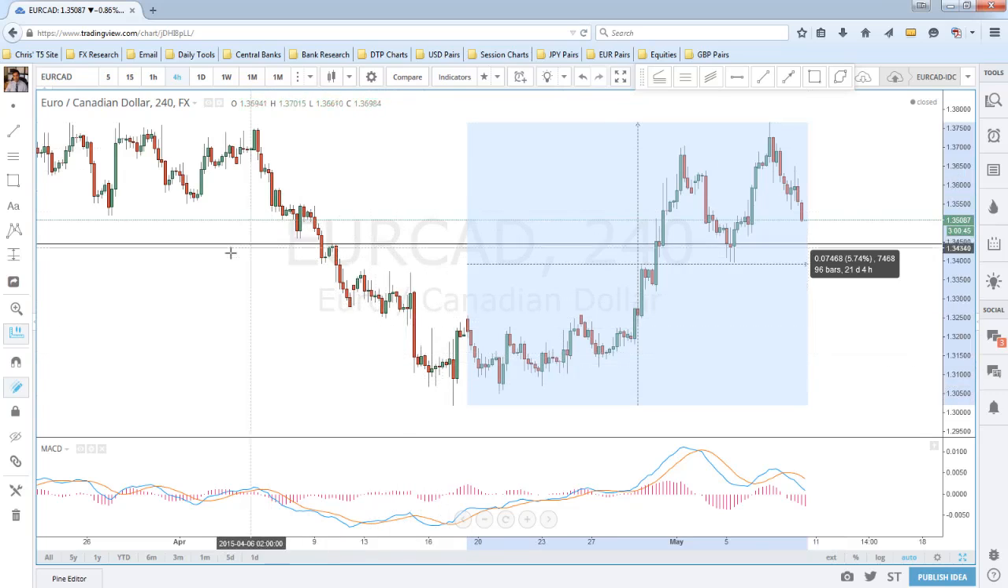Okay, so Fibonacci retracements. Next, let's talk about extensions.